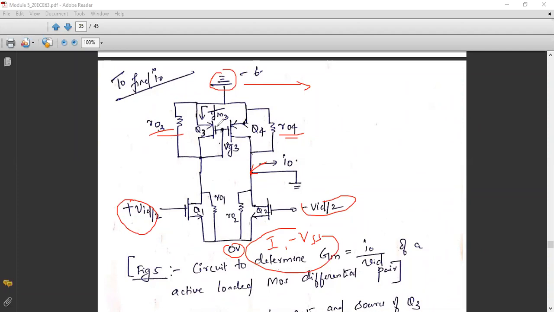Please be very careful while drawing the circuit. Here it is PMOS, so the arrow is to be inwards, and here it is NMOS, so the arrow should be outwards. And also, obviously, Q3, Q4 will be a mirroring circuit. Therefore, this is diode connected Q3, diode connected in the sense the gate and drain will be short circuited. Only then this mirroring happens. Mirroring will happen only if you short circuit the gate and drain of Q3.